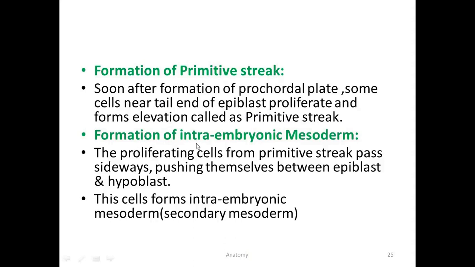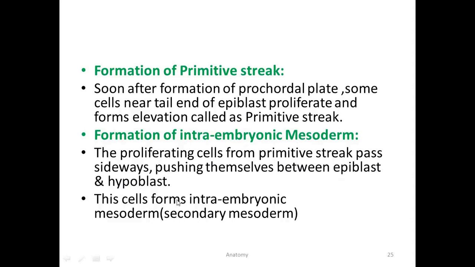Then formation of intraembryonic mesoderm. The proliferating cells from the primitive streak pass sideways, pushing themselves between the epiblast and hypoblast. We know that the epiblast is ectoderm and the hypoblast is endoderm. So this intraembryonic mesoderm gets formed by proliferation from the primitive streak, and the primitive streak is nothing but the change taking place in the ectoderm towards the tail end. So from there cells multiply and pass sideways, pushing in between ectoderm and endoderm. That is the intraembryonic mesoderm.